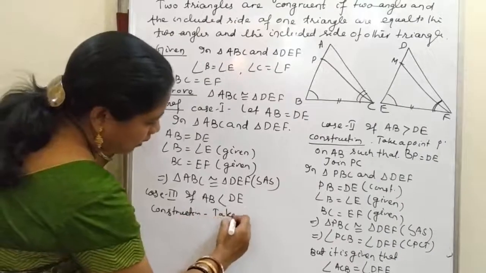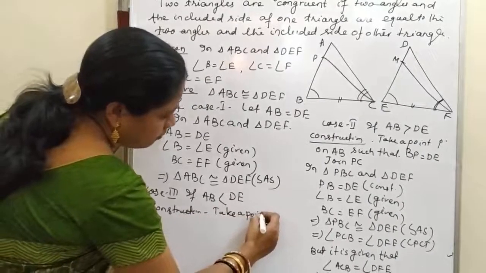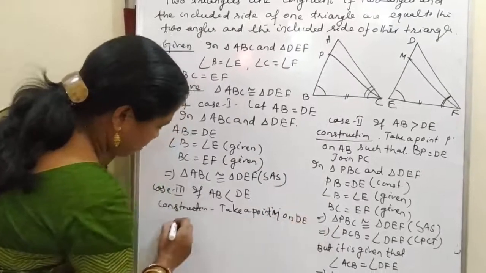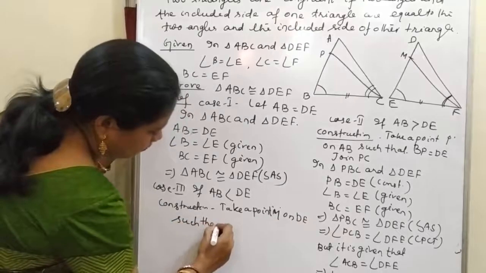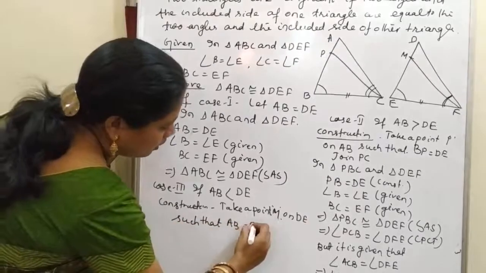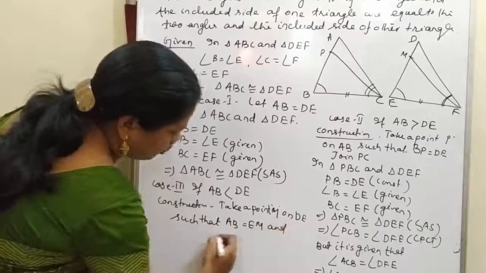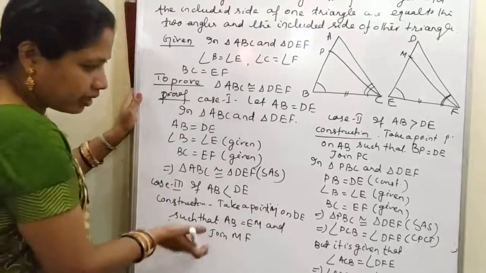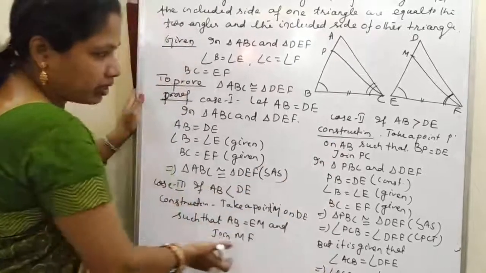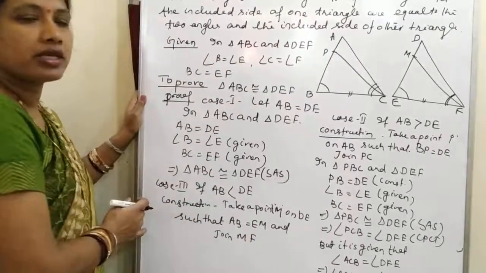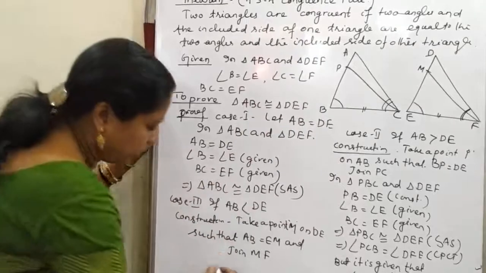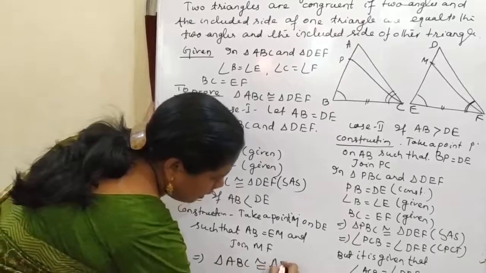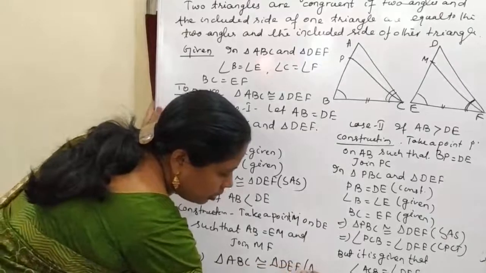So take a point M on DE such that AB is equal to EM and join MF. So similarly here also by the same procedure we can prove that triangle ABC will be congruent to triangle DEF. So this implies triangle ABC is congruent to triangle DEF by which condition?